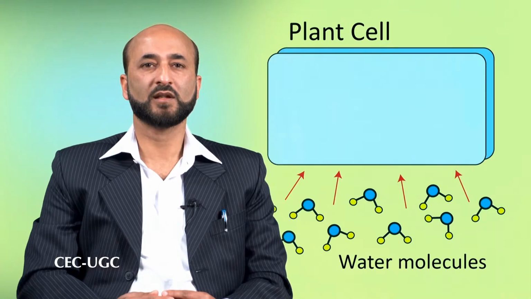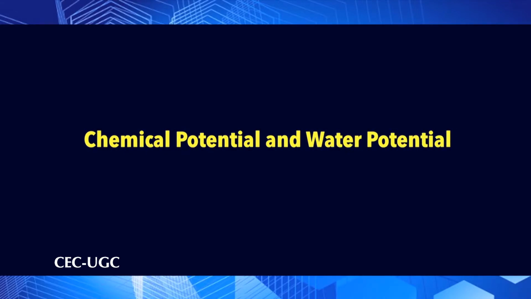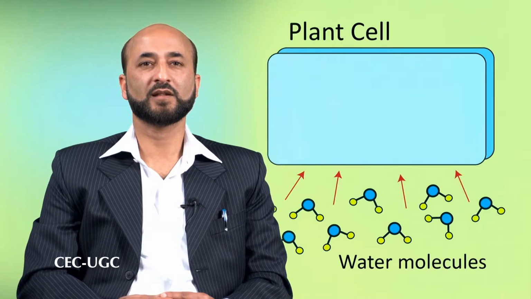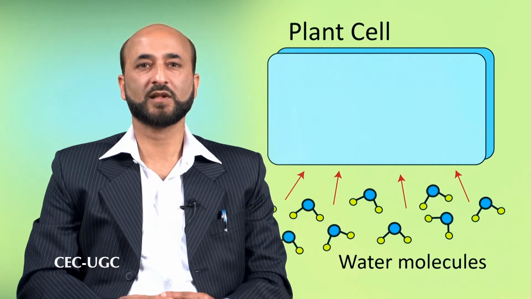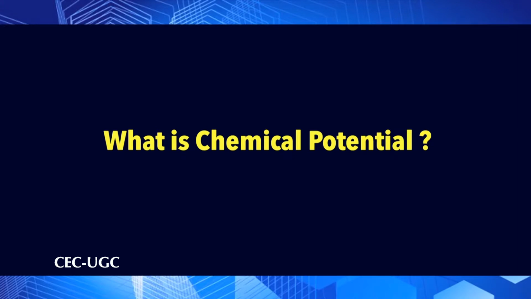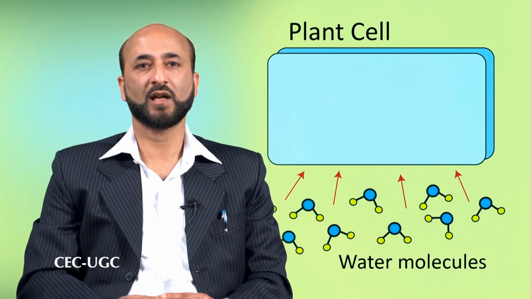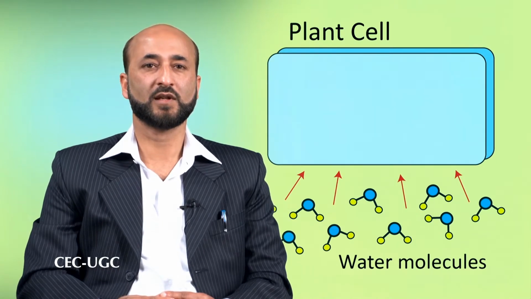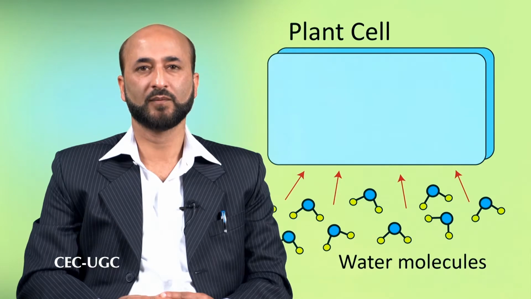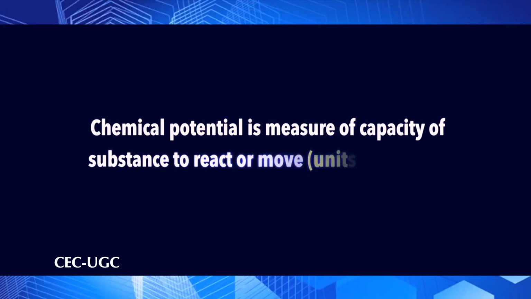Now let us study the concept of chemical potential and water potential. The energy content of water, like any other substance, is easily determined in terms of its chemical potential. But what is chemical potential? Chemical potential is defined as the free energy per mole of the substance, and free energy represents the potential to perform work. Thus, chemical potential is a measure of the capacity of a substance to react or move. Its units are joules per mole.